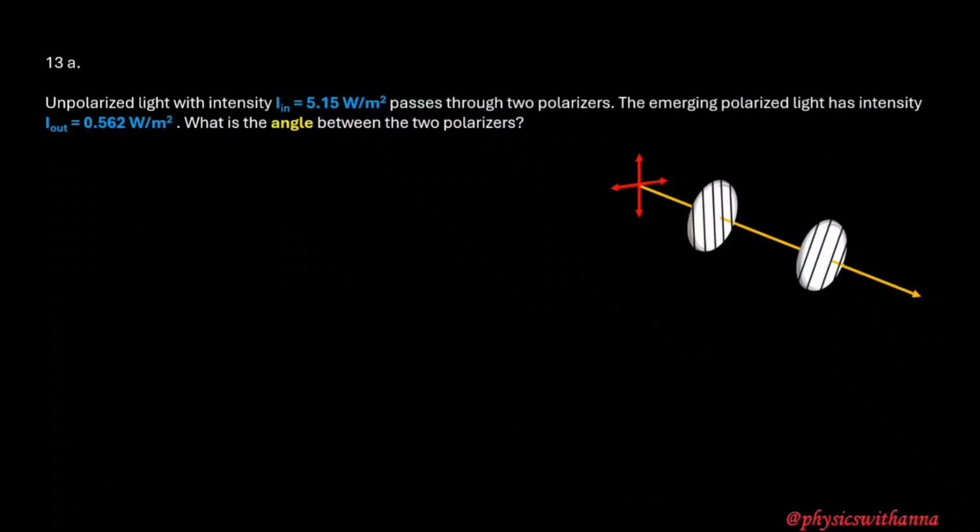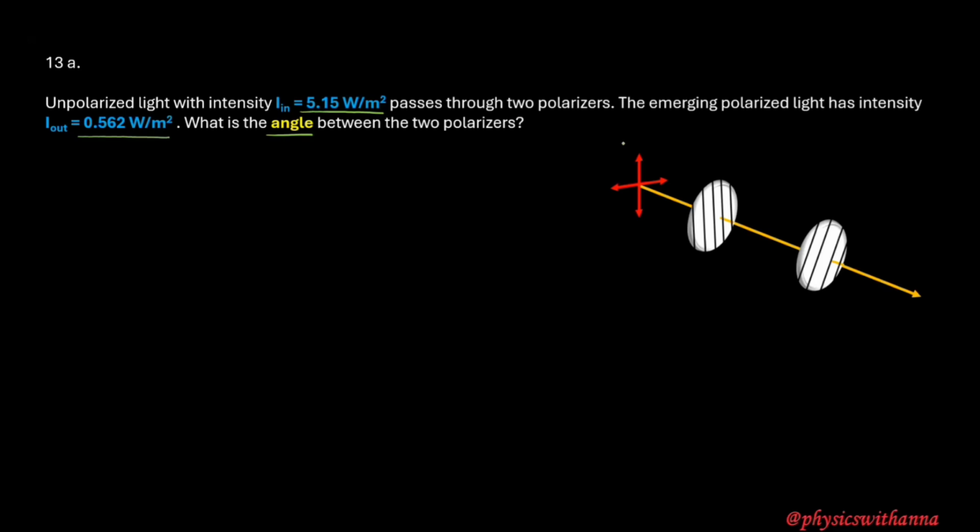Question 13a. Unpolarized light with intensity I in equals 5.15 watt per meter squared passes through two polarizers. The emerging polarized light has intensity I out equals 0.562 watt per meter squared. What is the angle between the two polarizers?